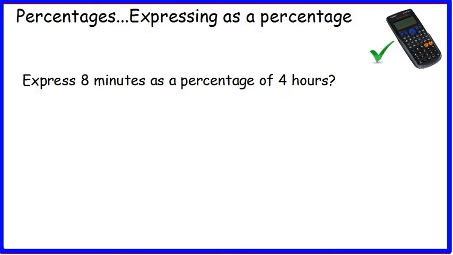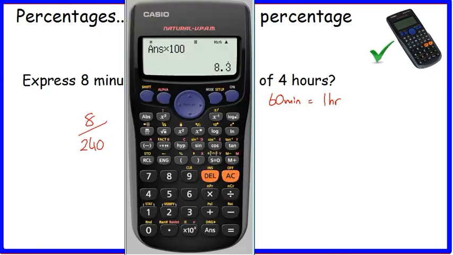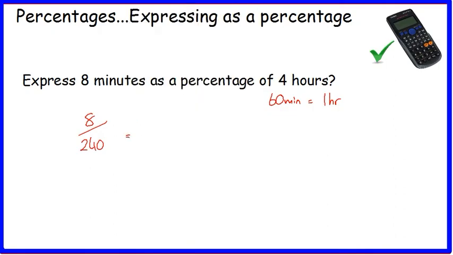Express 8 minutes as a percentage of 4 hours. And 60 minutes is 1 hour. So it's going to be 8 over 240. That gives 3.3 recurring percent.